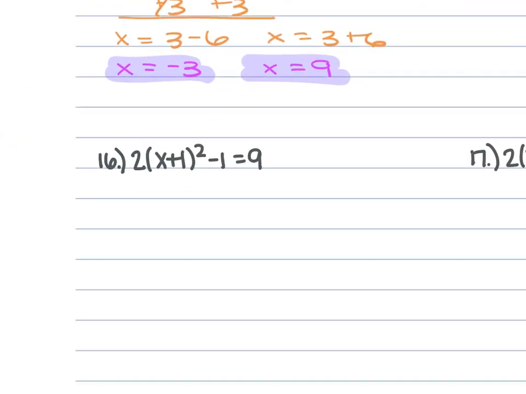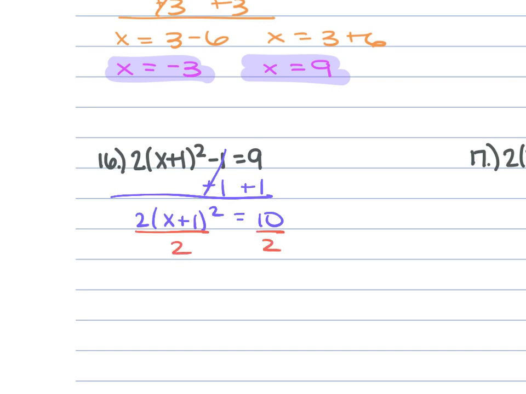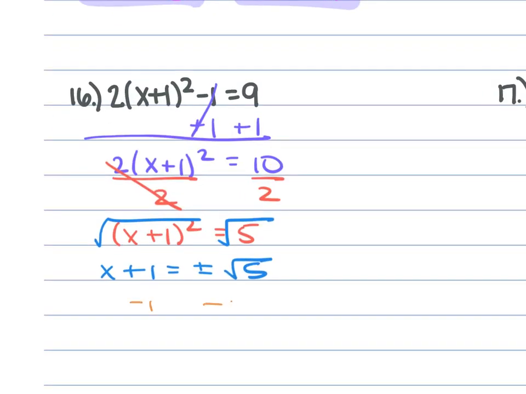For 16, we have 2(x + 1)² − 1 = 9. So we're going to add the 1 to both sides. We get 2(x + 1)² is equal to 10. We divide each side by the 2. So (x + 1)² is equal to 5. We take the square root of both sides. So x + 1 is equal to plus or minus the square root of 5. And then we just subtract the 1 from each side to get that x is equal to −1 plus or minus the square root of 5.